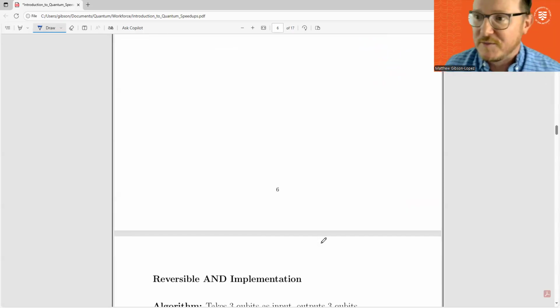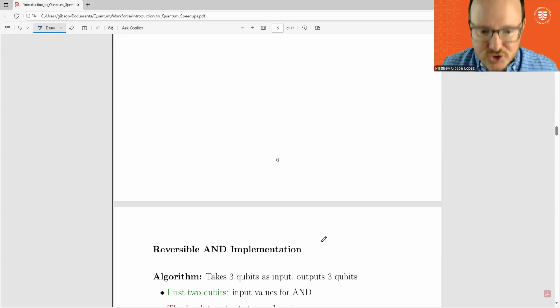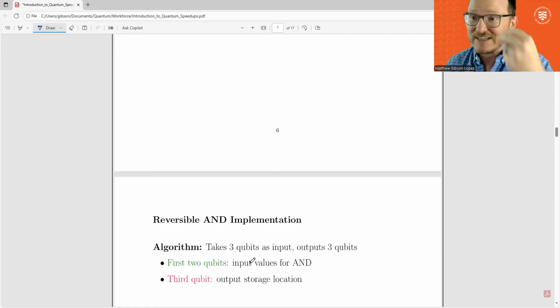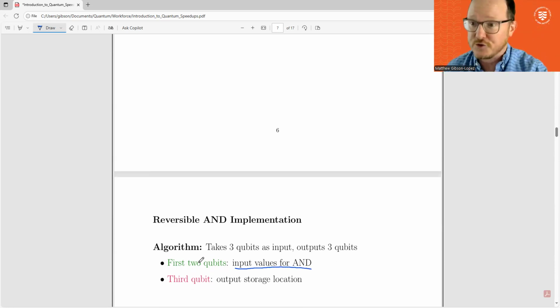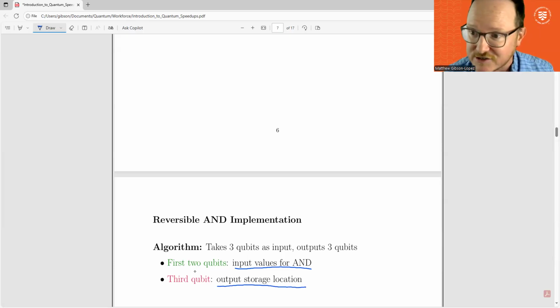If I want a quantum computer to be able to compute AND, how do I go about that? So the trick is you give the quantum algorithm three qubits. There's going to be two qubits that represent the input values that I'm going to use to determine the truth value of AND, and I'm going to color code those as green in the slides here. And there's going to be a third qubit that is an output qubit, whose only role is to encode the answer.